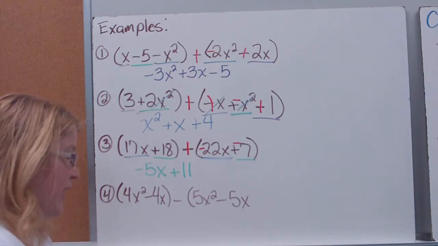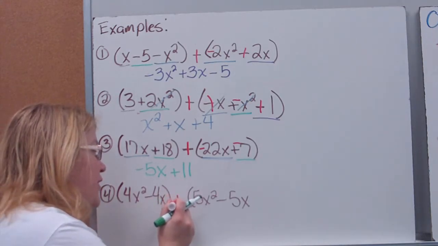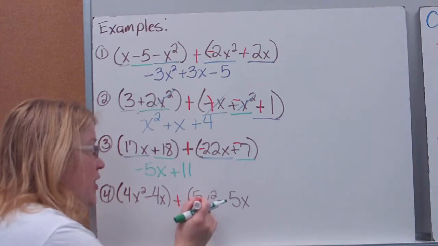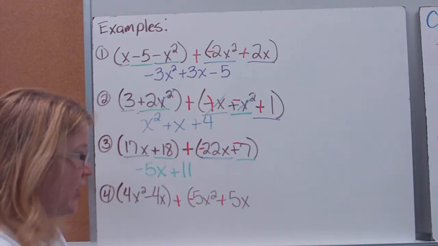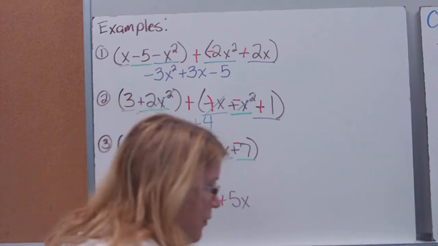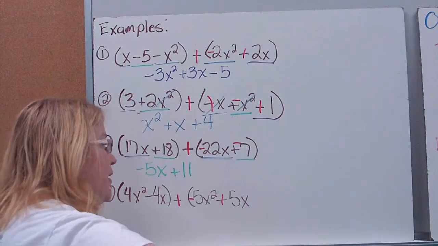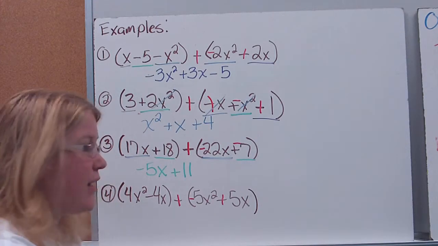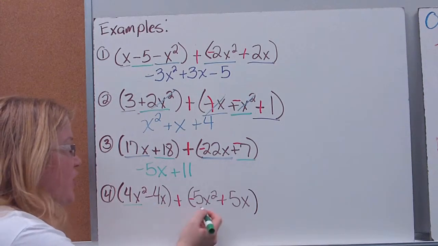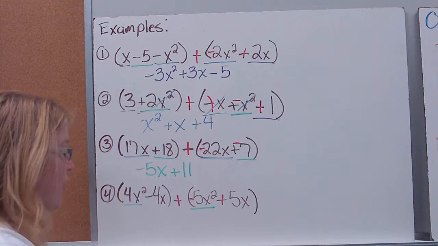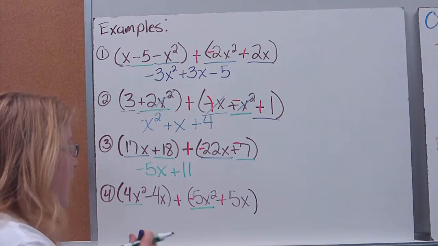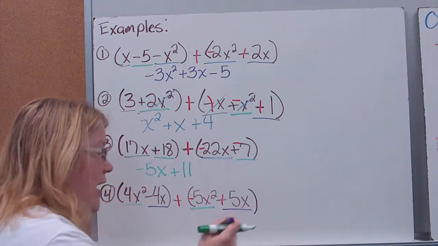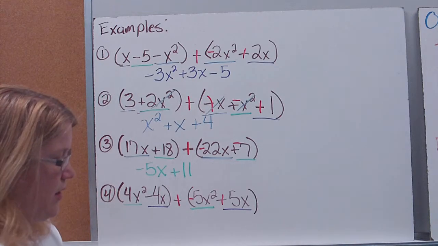All right, so let's take a look at the last one. Again, first thing I do is I change this to addition, change everything to its additive inverse. Forgot the end parenthesis there. There we go. Now we're just going to combine our like terms. I have an x squared, I have an x squared, I have an x, and I have another x, okay?